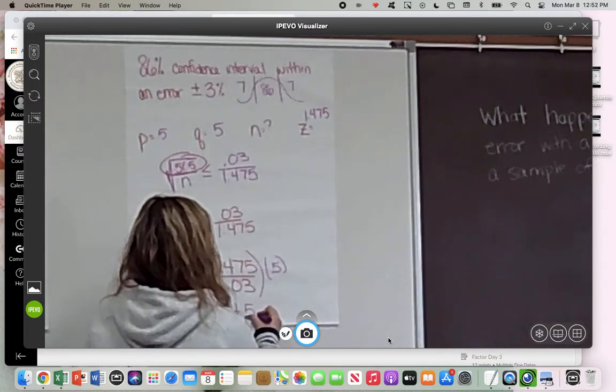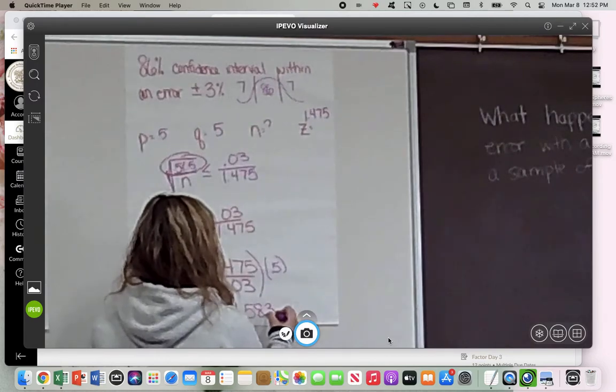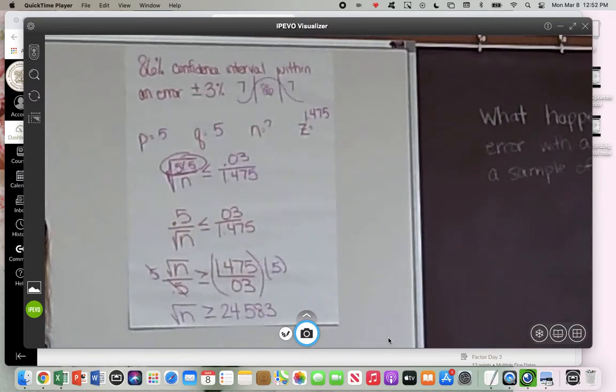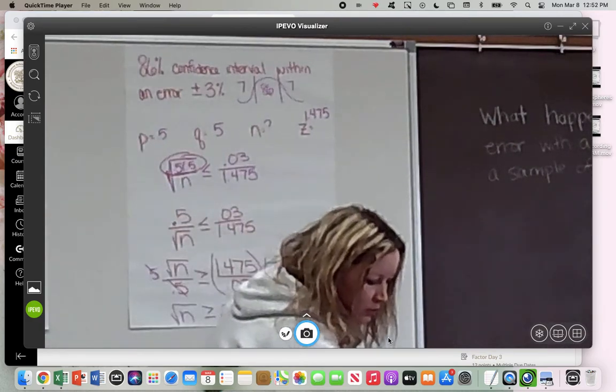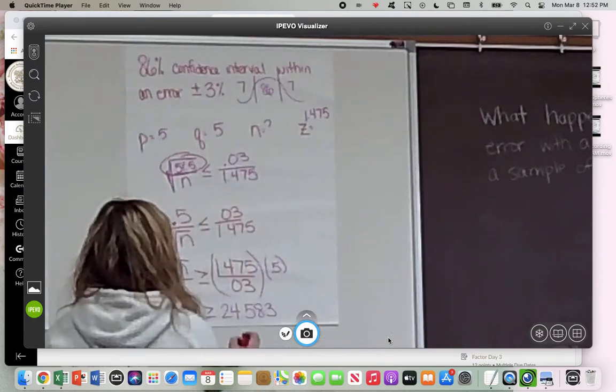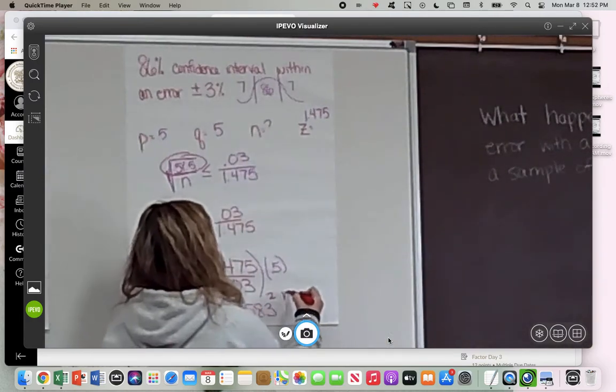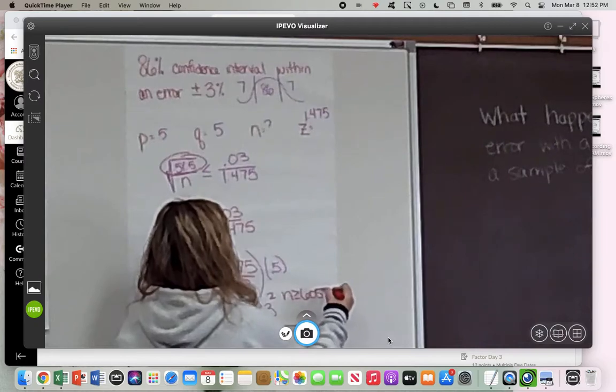Do you guys agree with Audrey there? Yes. Now, did you square it already? I did by myself, yeah. I got 605. That's what I rounded up. Yeah, so then once you square it, we want it to be greater than or equal to 605.